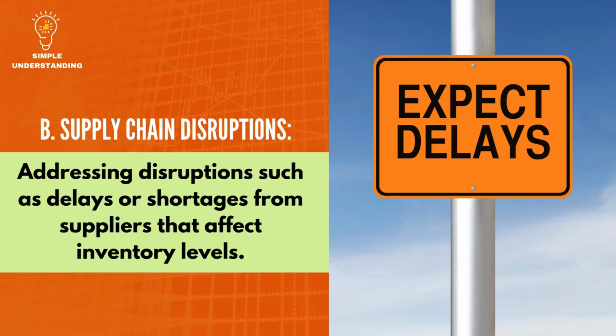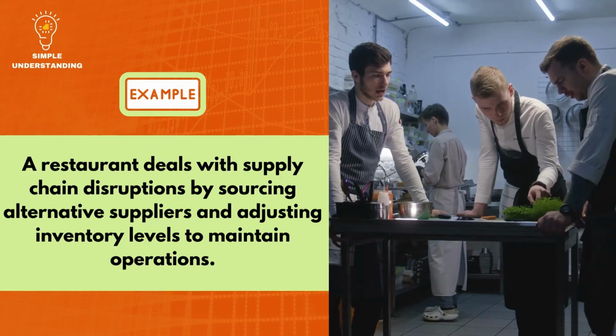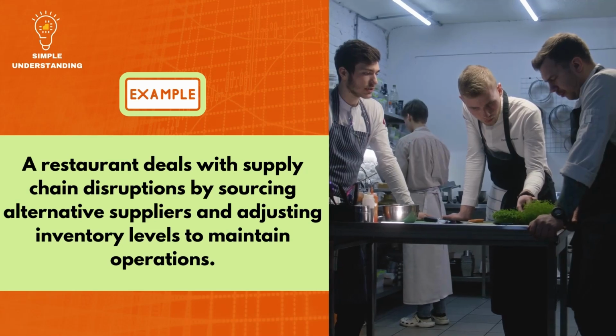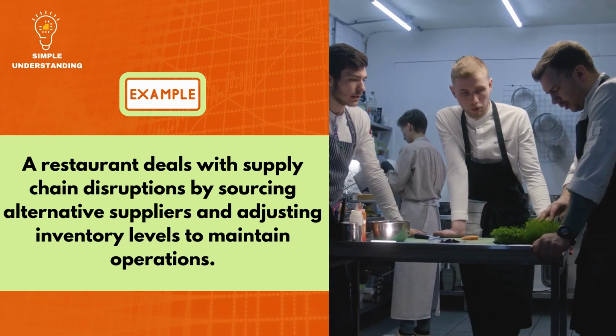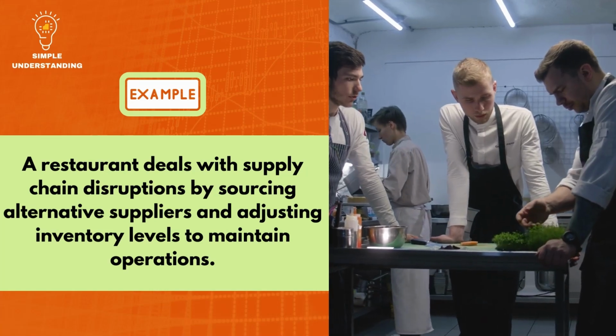B. Supply chain disruptions. Addressing disruptions such as delays or shortages from suppliers that affect inventory levels. Example: a restaurant deals with supply chain disruptions by sourcing alternative suppliers and adjusting inventory levels to maintain operations.